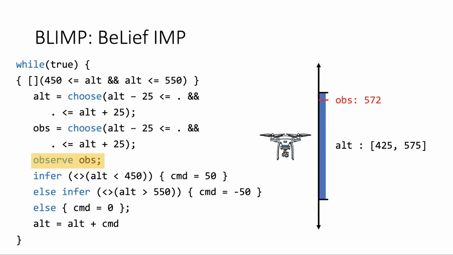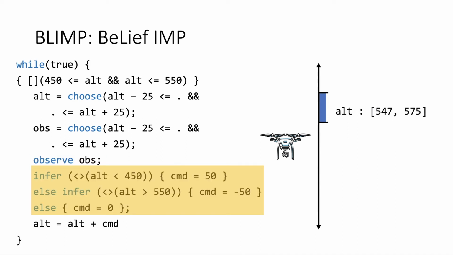Okay, and now we're going to make an observation. So we're going to take an observed value of obs from the real world, and in this case I'm going to use the example value of 572. The update on the belief state is we're going to rule out all environments that are inconsistent with this observation. So we're going to rule out any environments that have obs not equal to 572, but because at this point the belief state contains only environments where alt and obs are closer than 25, we're also going to rule out any environments in the belief state that have alt farther away than 25 from the observed value of 572. And so this is going to shrink our belief state like so.